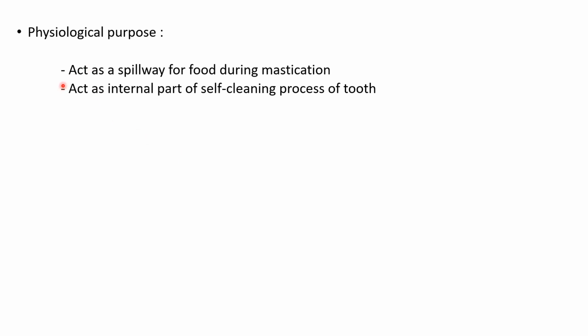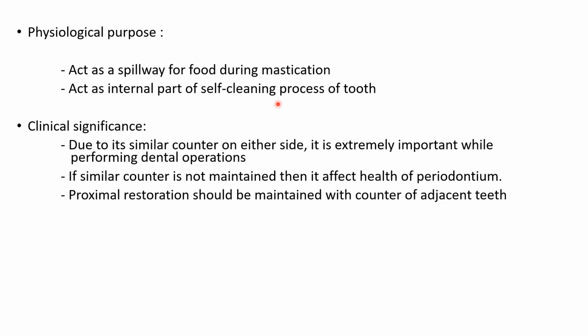What is the physiological purpose of the embrasure? Because it is an interproximal space, it acts as a spillway for food during mastication. Food can easily pass through the embrasure areas. It acts as an integral part of self-cleansing, the same as the interproximal spaces. It is considered a self-cleansing area.